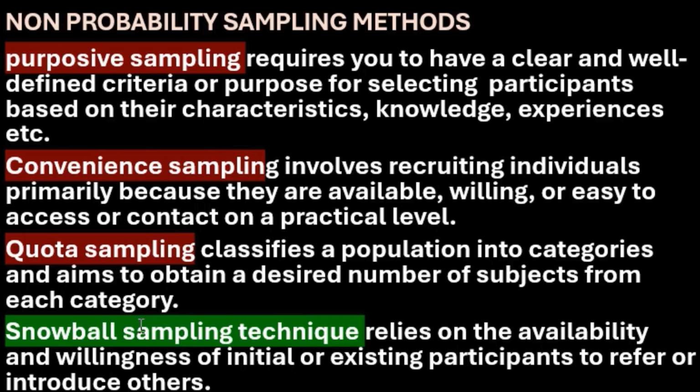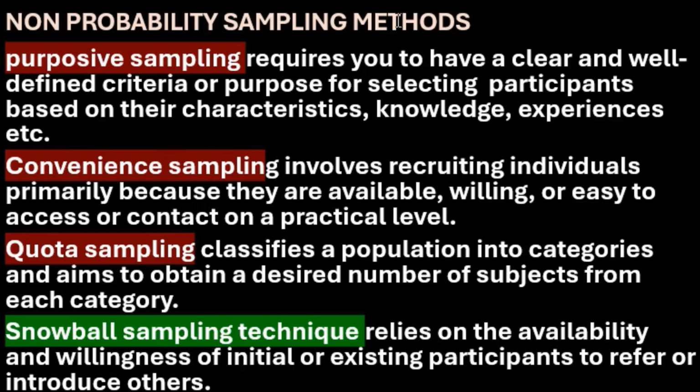Snowball sampling technique relies on the availability and willingness of initial or existing participants to refer or introduce others. So first you will start with the willing or initial existing participant, then it will be referred to the other. So this is the snowball type of sampling. These all are the non-probability sampling methods.